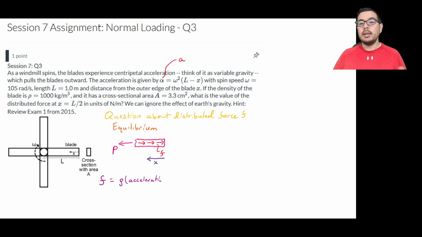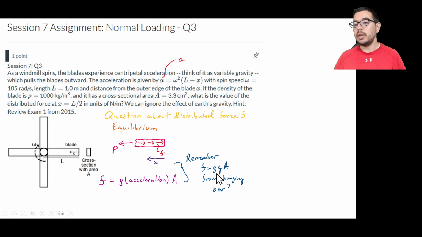It looks like some type of density times acceleration times the cross-sectional area. And we can remember when we had the hanging bar that we had rho g A, where we had a density and gravity and a cross-sectional area. So the acceleration here is not g. In fact, the problem says that we should ignore the effect of Earth's gravity, but it is going to be this omega squared times quantity L minus x.